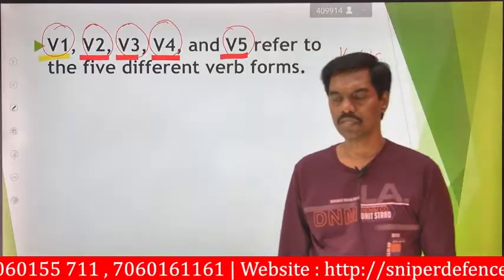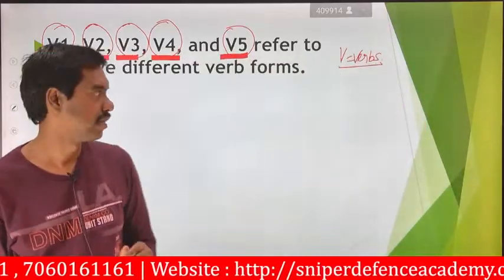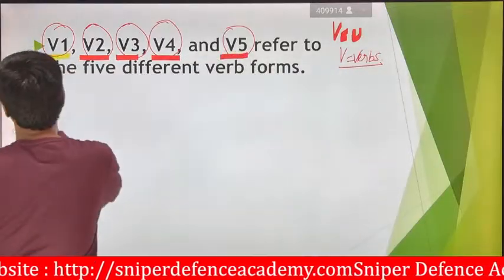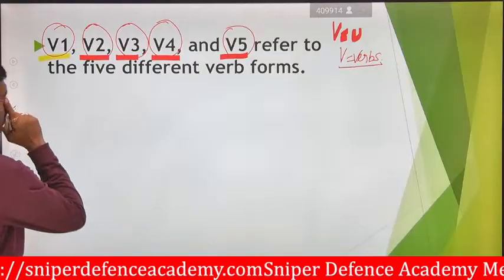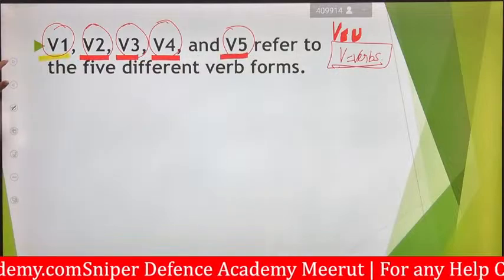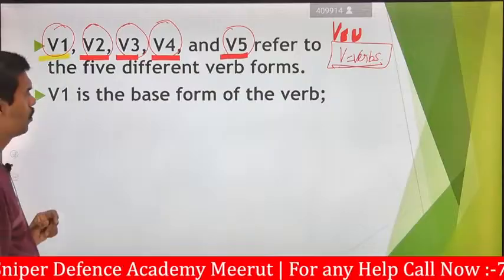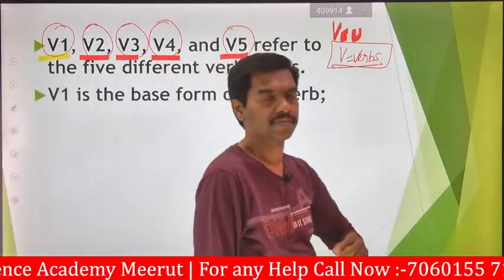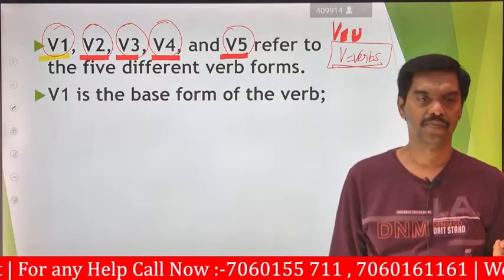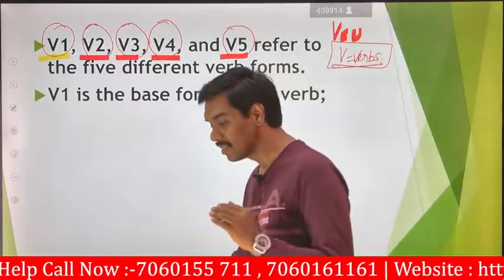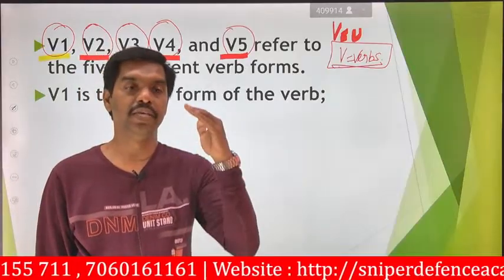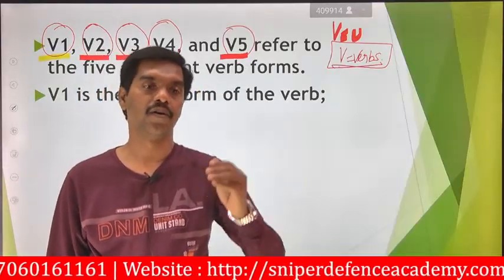What is V? V stands for verb, as I said to you. So, what is V1? V1 is the basic form of verbs. What is the other name of base form? The other name of base form is root form.